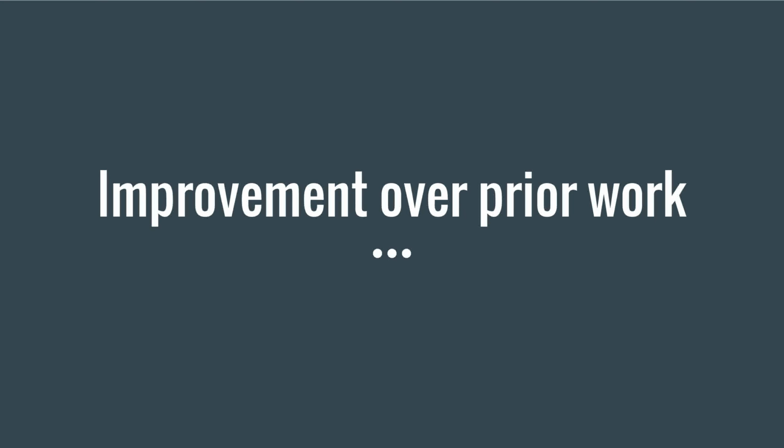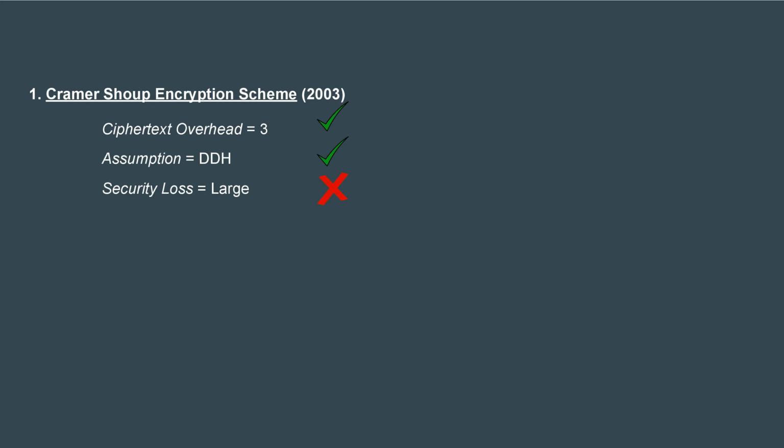Here we will see what were some of the earlier works carried out in this area. In 2003, Cramer and Shoup published the first PKE scheme that was CCA-secure and was based on DDH. However, it had a large security loss with a ciphertext overhead of 3.